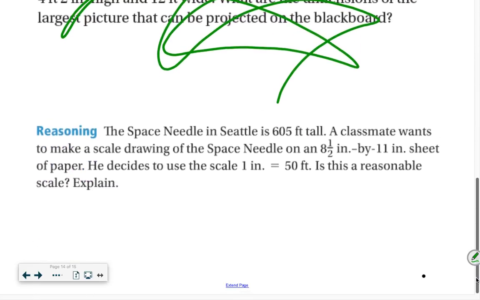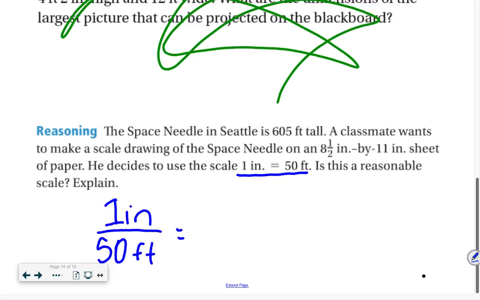Space Needle, last one. The Space Needle in Seattle is 605 feet tall. A classmate wants to make a drawing on an 8.5 by 11 piece of paper. He decides to use the scale 1 inch equals 50 feet. So let's put that in one fraction. 1 inch equals 50 feet. That's my scale.